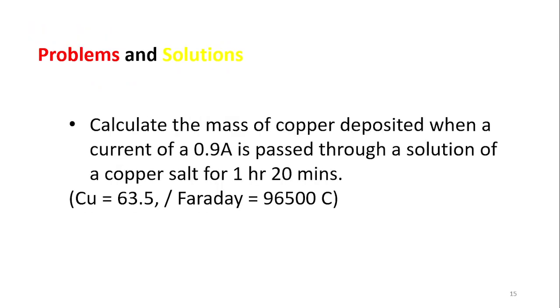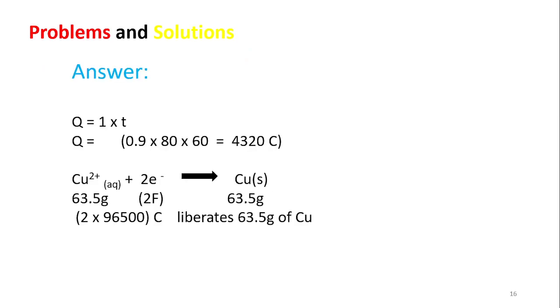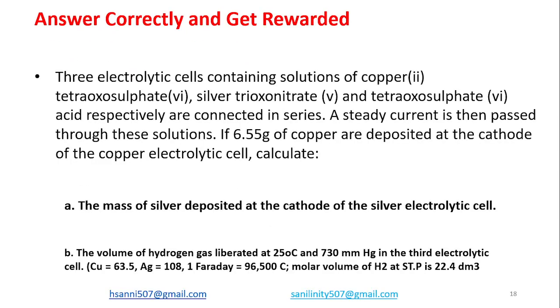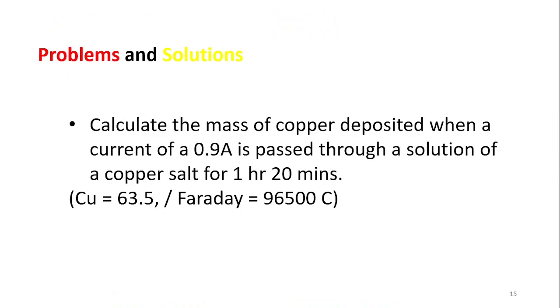So now let's solve the last question here. We have to calculate the mass of copper deposited when a current of 0.9 ampere is passed through a solution of a copper salt for 1 hour 20 minutes. Let me take that again. Calculate the mass of copper deposited when a current of 0.9 ampere is passed through a solution of copper salt for 1 hour 20 minutes. The questions are very alike, they're actually the same. So how do we solve it?